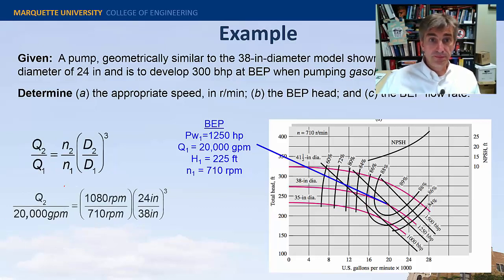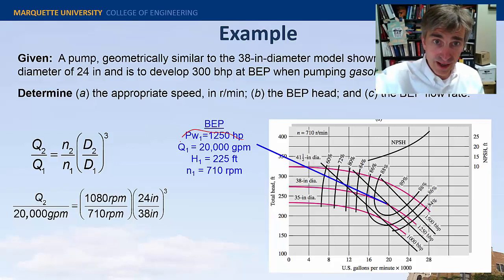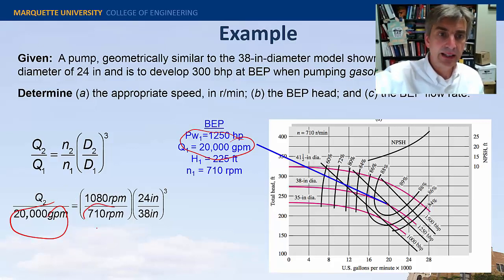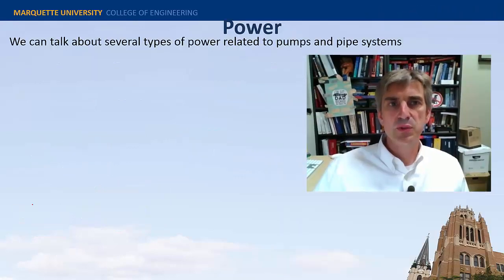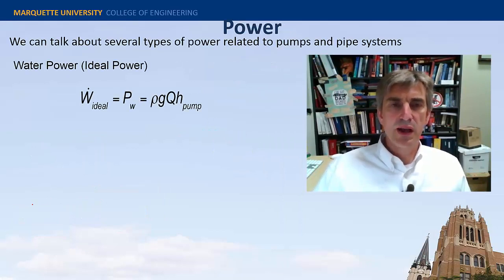What's the flow rate? Well, it was operating at about 20,000 GPM and at 710 with an impeller of 38. I changed the impeller, I changed the flow rate, the rotation rate, and my flow rate would drop to 7,700 GPM. All right, so that's the way these similarity rules work. Let's talk about the horsepower itself.